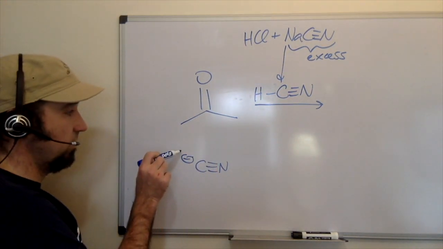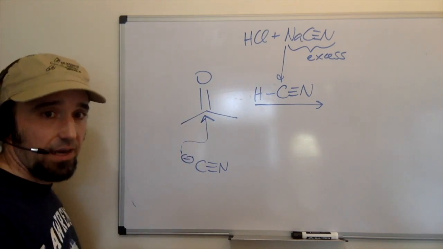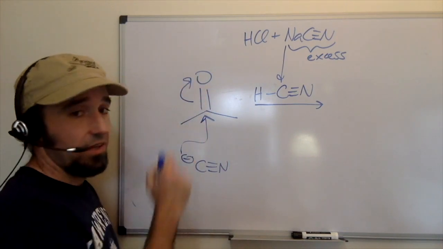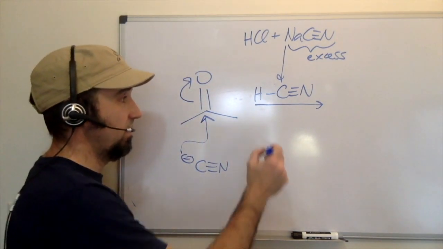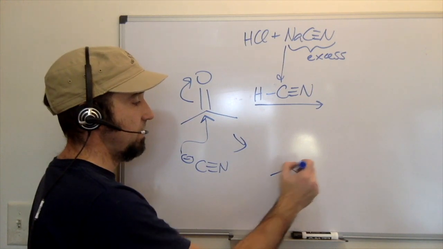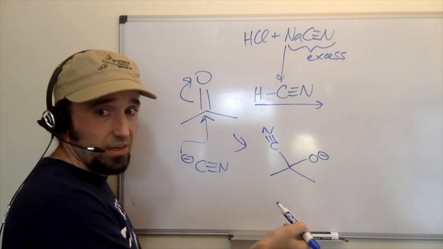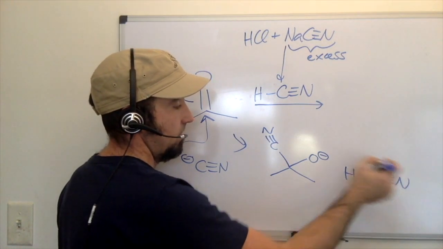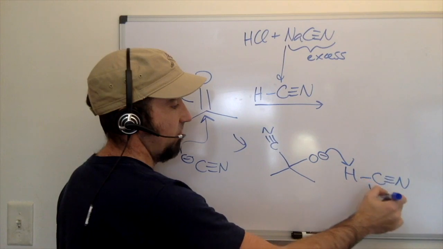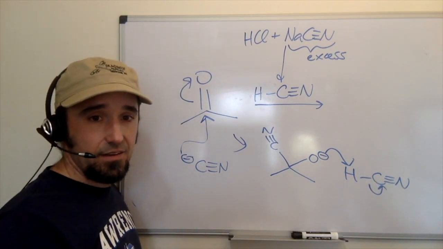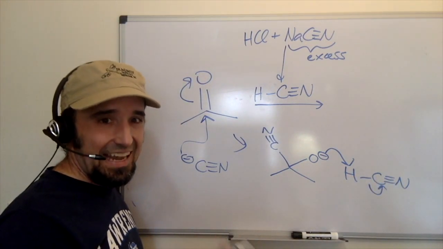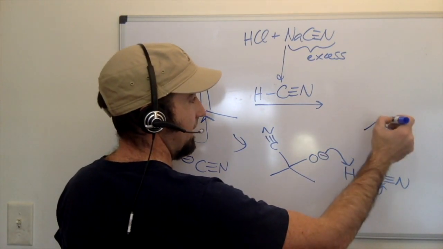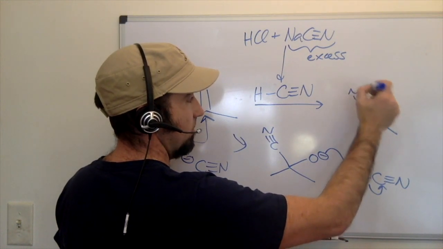My negative charge will attack my carbonyl. Again, nucleophiles attack that carbonyl carbon. The electrons will then go up onto oxygen. We'll end up with this tetrahedral intermediate, which then will find a proton. And it'll probably find a proton from the weak acid HCN, which generates some cyanide on the back end. So really this is catalytic in cyanide anion. That's the mechanism by which we get these cyanohydrin products.